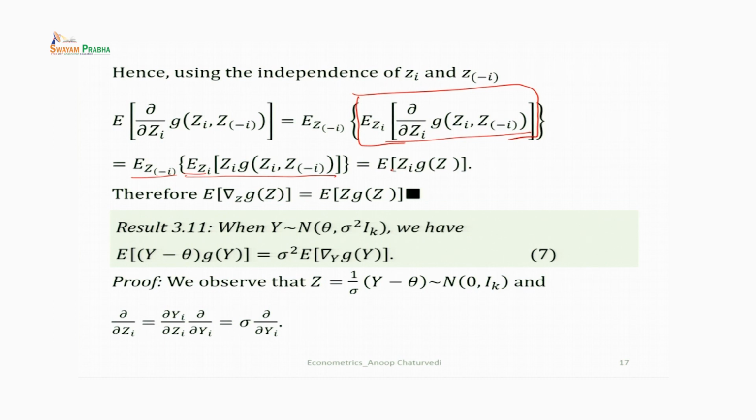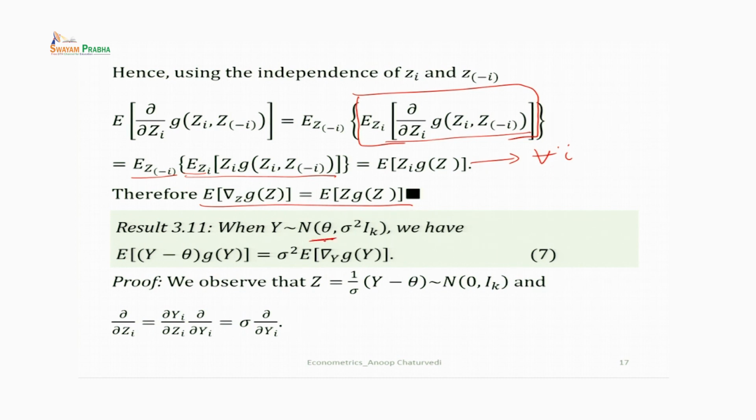So, finally, you obtain the expectation of z i g(z), because g(z i, z minus i) is the same as g(z), and this result holds for all i. Then we arrange all these results in the form of a vector, and finally, you obtain expectation of del z g(z) is equal to expectation of z g(z). So, finally, you obtain this result.